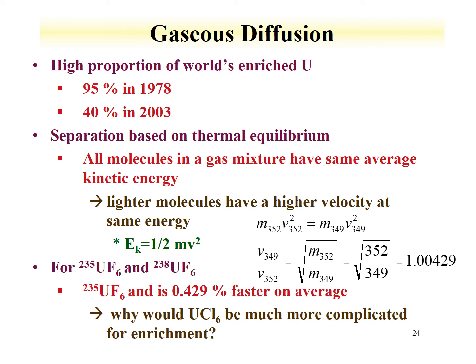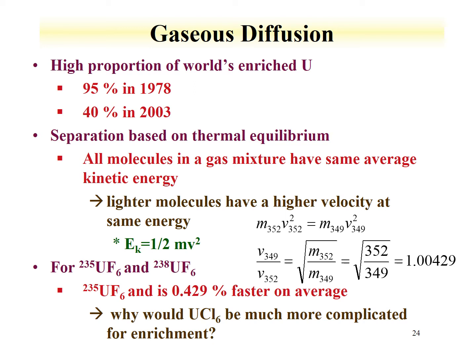Gaseous diffusion is based upon thermal equilibrium. So if all molecules in a gas mixture had the same average kinetic energy, so these average kinetic energies, 1/2 mv squared, are the same, the isotope with the lighter mass will have a higher velocity on average. Uranium-235 hexafluoride is about 0.4% faster on average than uranium-238 hexafluoride.